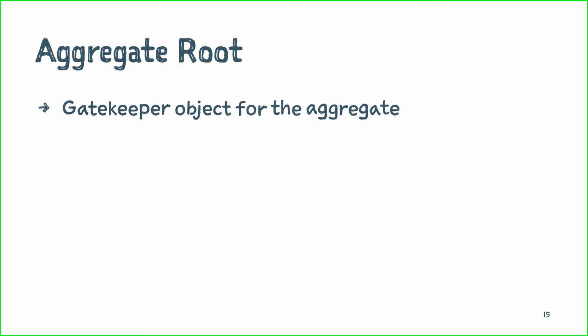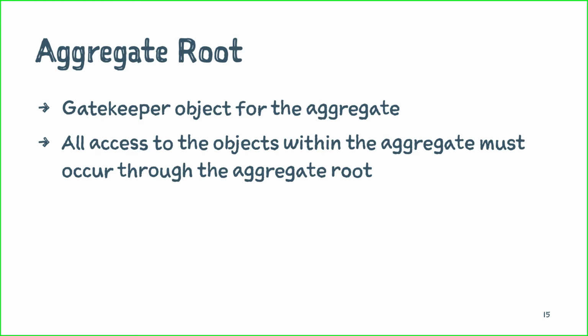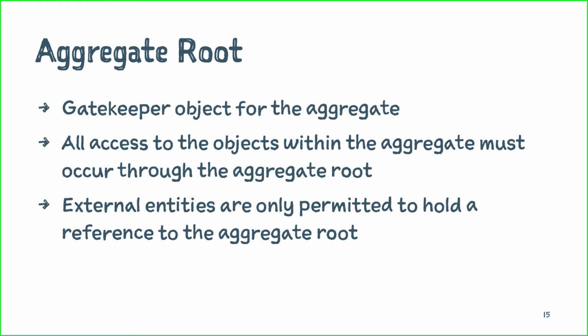So you can talk about aggregate roots, and an aggregate can contain other aggregates. An aggregate root is this gatekeeper object for that group of aggregates. All access to the other aggregate objects happens through this aggregate root. So all external entities or processes can only reference this aggregate root instead of a child object directly. And that just helps maintain consistency throughout the system.